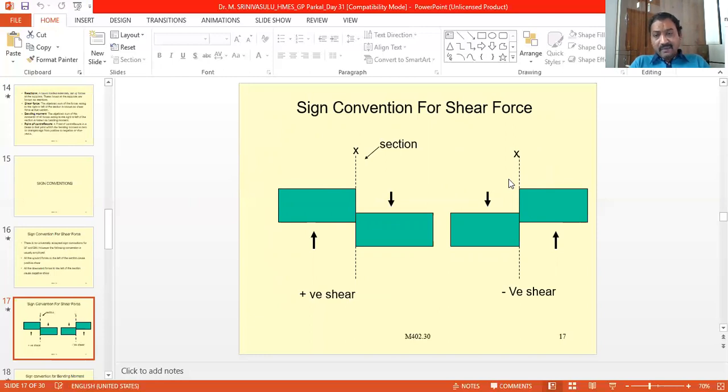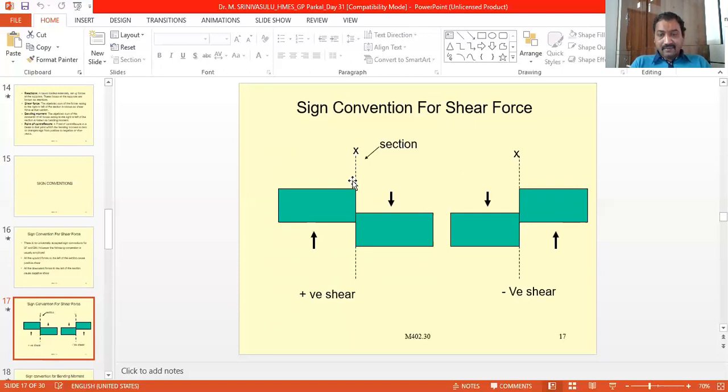And similarly, the opposite to this one: if we take the leftward, it is a downward force, and opposite to this, if we take the rightward, it is an upward force. So an upward force acting to the right of the section is also negative. So here this is the sign convention for the shear force. Very simply, you have to remember that.